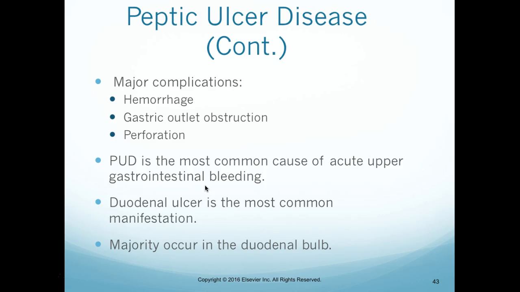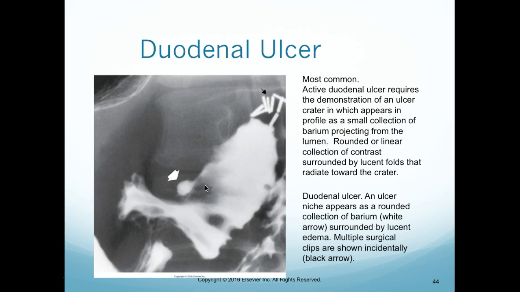PUD is the most common cause of acute upper gastrointestinal bleeding. So patients that come in that have blood in their stool and we can't figure out where it's at, we'll actually do an upper GI and look for this. Duodenal ulcer is the most common manifestation, and the majority occur at the duodenal bulb. So we're looking at the lesser curvature and the duodenal bulb.